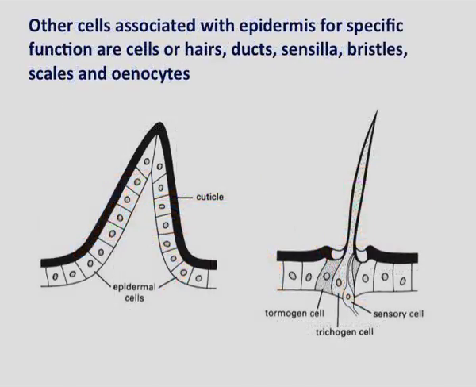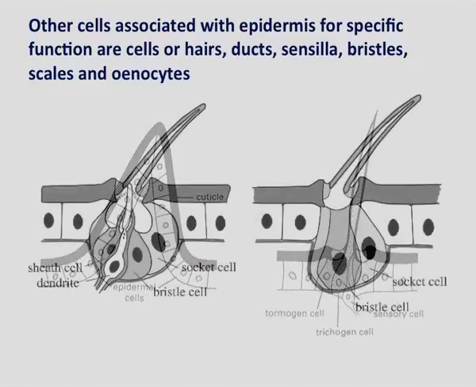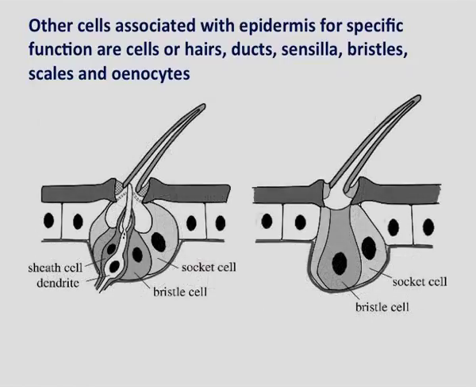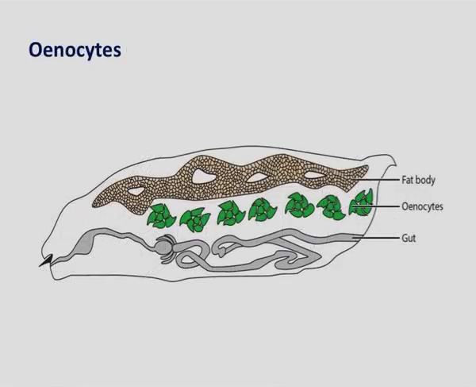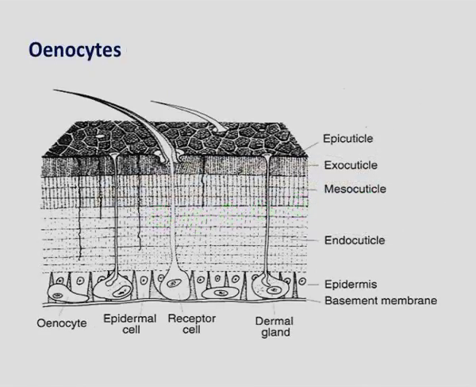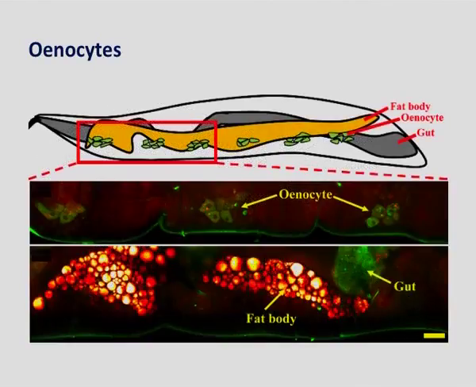Other cells associated with the epidermis for specific functions are hair cells, ducts, sensilla, bristles, scales and oenocytes. So, what are oenocytes? They are polyploid cells with tubular endoplasmic reticulum. They are often associated with the fat body trophocytes and lipid metabolism. They produce hydrocarbons and transfer them to the epidermis through cytoplasmic strands. They also deplete the stored lipids during starvation.